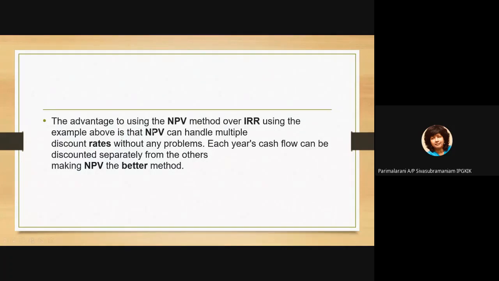The advantage of using the NPV method over IRR, using the above example, is that NPV can handle multiple discount rates without any problem. Each year's cash flow can be discounted separately from the others. This means that they tell you year one has one discount rate, and then another year has another discount rate. So with NPV, it doesn't matter if the discount rate is different, you can still calculate using the formula. But with IRR, you cannot do that. It must be the same discount rate. So that's why NPV is a better method.